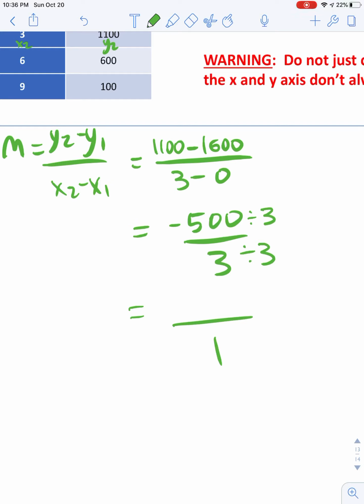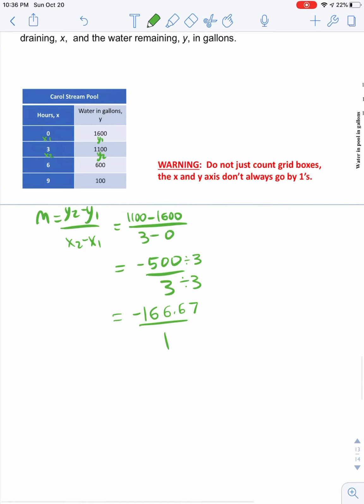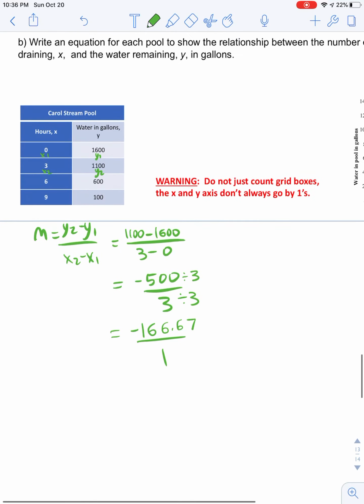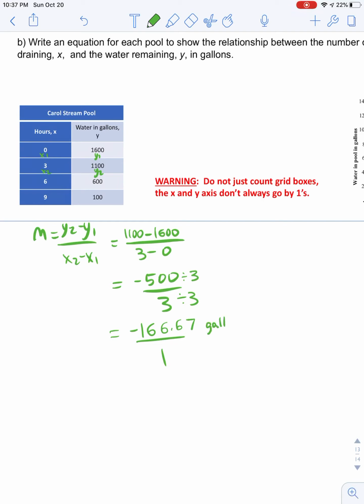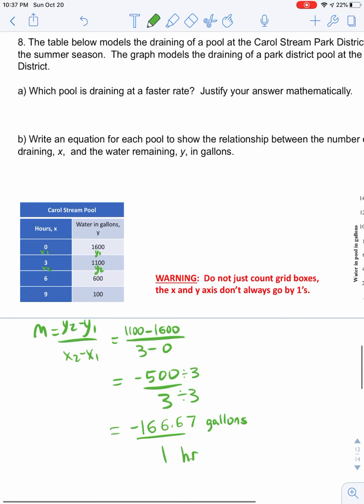The 500, we're going to divide by 3, and we're going to get 166.67. I'm sorry, that was negative again. Okay, and that's our unit rate for Carroll Stream. And that is gallons per 1 hour. It's a unit rate because we made this 1. That was our goal. So this right here is our unit rate for Carroll Stream, and I'll put that up here. Carroll Stream, we've got negative 166.67 gallons per 1 hour.